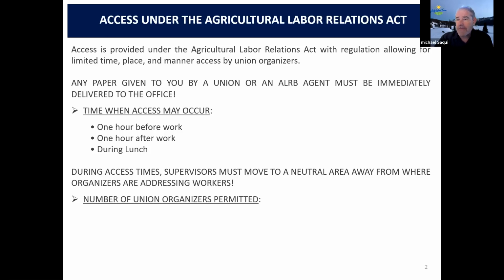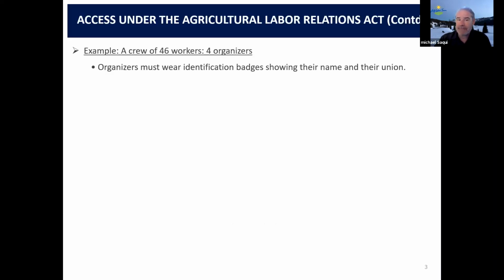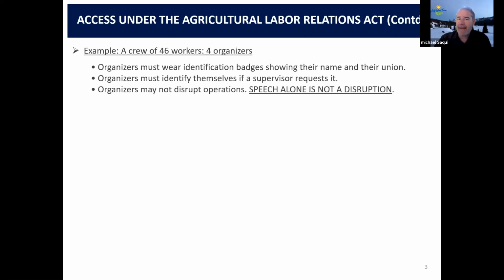Now, in terms of lawful access under the Agricultural Labor Relations Act, a union can only show up with a number of organizers permitted. For the first 30 employees, they get 2 organizers, and then for each increment of 15, they will get 1 additional organizer. So if you've got a crew of 5, they get 2. 10, they get 2. 29, they get 2. 30, they get 2. 31, they get 3. All the way up to what? 45. At 46, they get a 4th. So each increment.